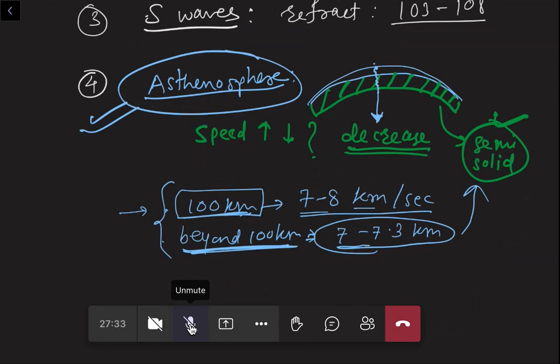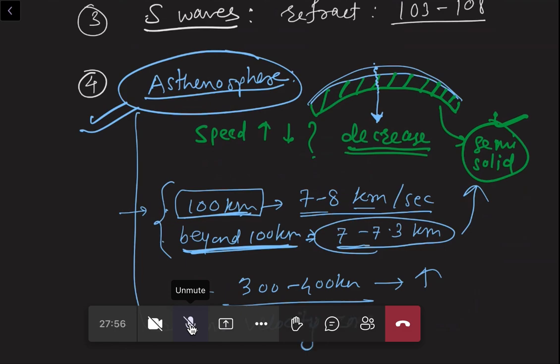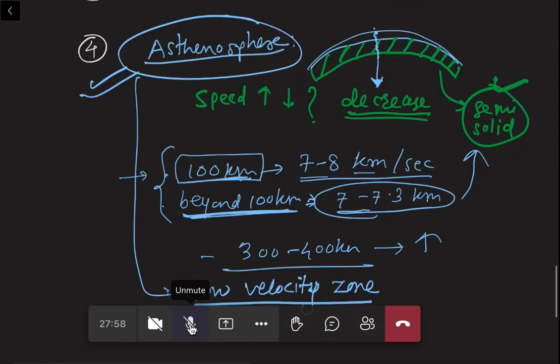Okay, but after some distance the speed increases again, after 300 to 400 kilometers. So beyond this 300 to 400 kilometers, speed again increases. So the asthenosphere is also called the low velocity zone.